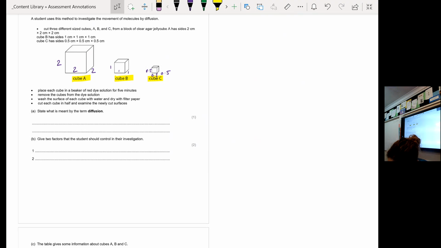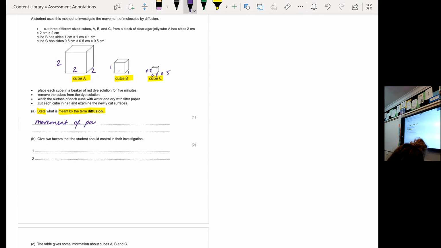Okay. Now, the first question has nothing to do with this little bit of the blurb at the top, but the rest does. So the first one does say state what is meant by the term diffusion. Now, this is only a 1 marker and it's state, which means you only need to give it. But if I need to know what is meant by the term diffusion, I need the definition.